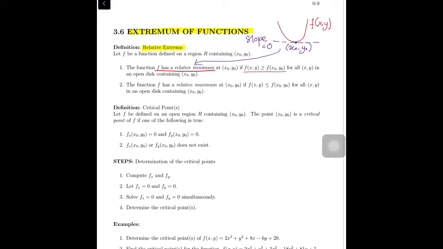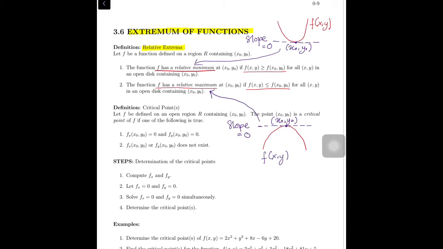And then the second one, the function f has a relative maximum at x naught, y naught if f(x,y) is less than or equal to f(x naught, y naught). For this one, we have a curve like this. And we have a point at the top of this function f(x,y), and that point we call x naught, y naught. And of course, this point has slope 0. x naught, y naught is a relative maximum.